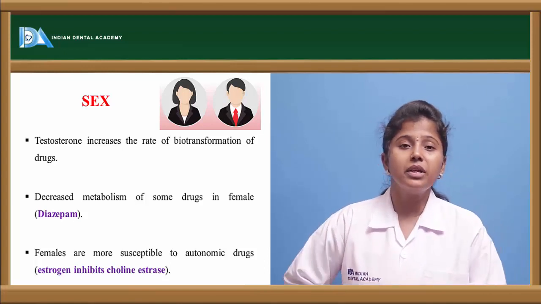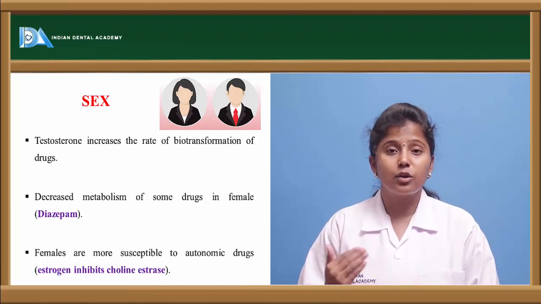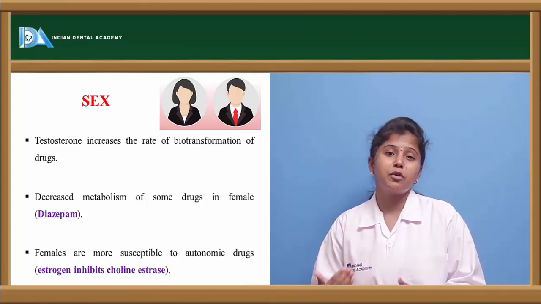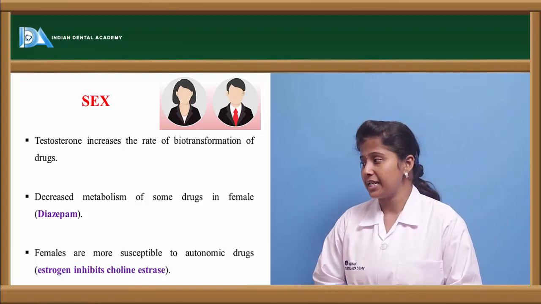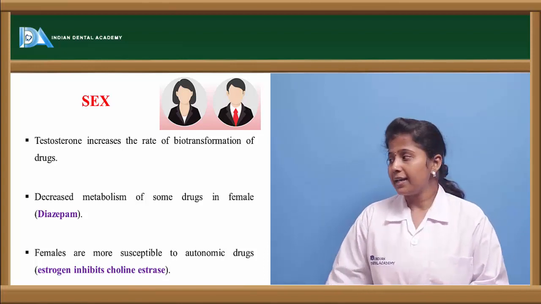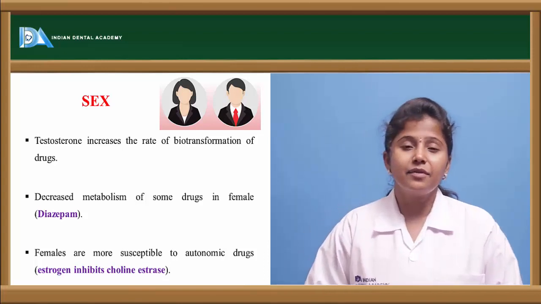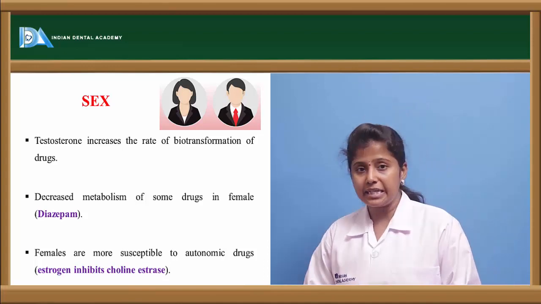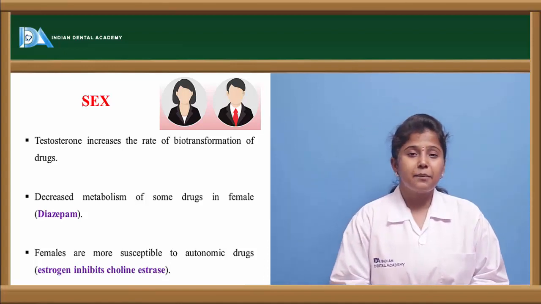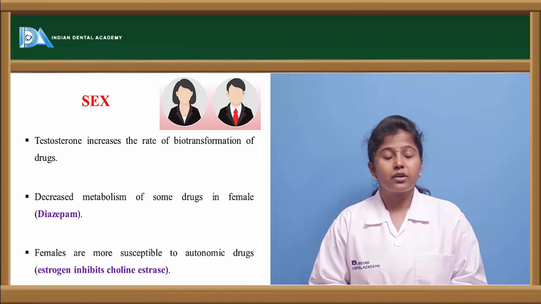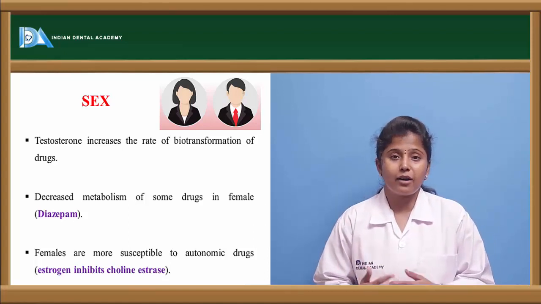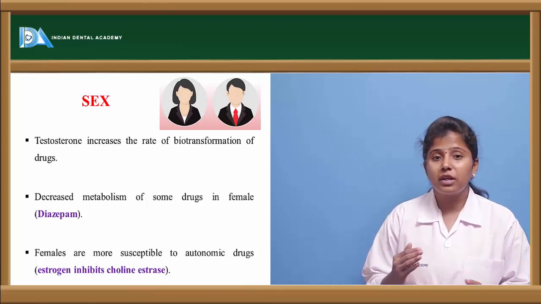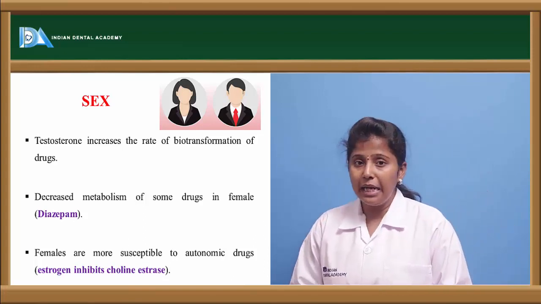So here, the metabolic rate with which drugs undergo metabolism, the rate of the metabolic biotransformation reaction, can be increased in males because of this enzyme, because of this hormone. And in females taking diazepam, that will decrease the metabolism of the drugs. Because of the hormones present in the female body, the drug metabolic rate can be decreased.